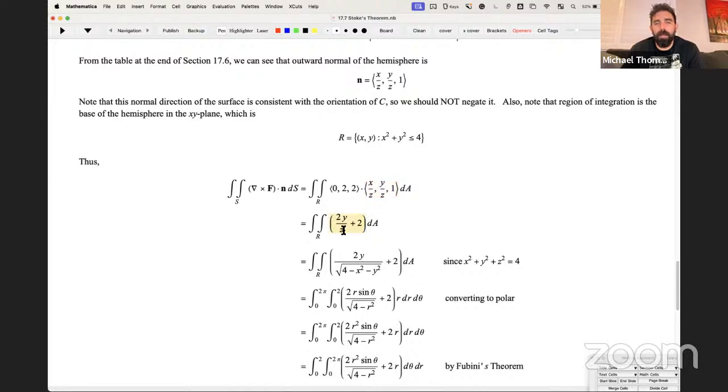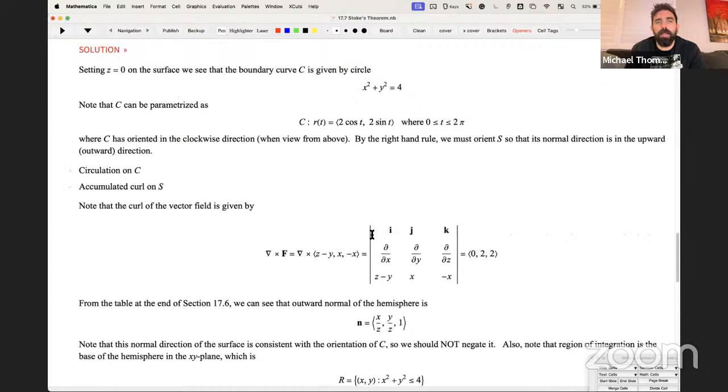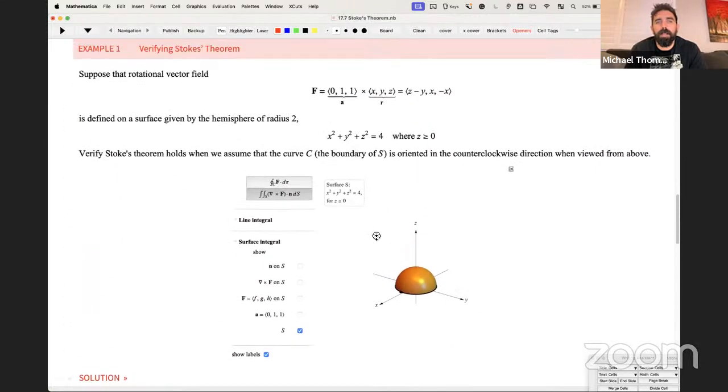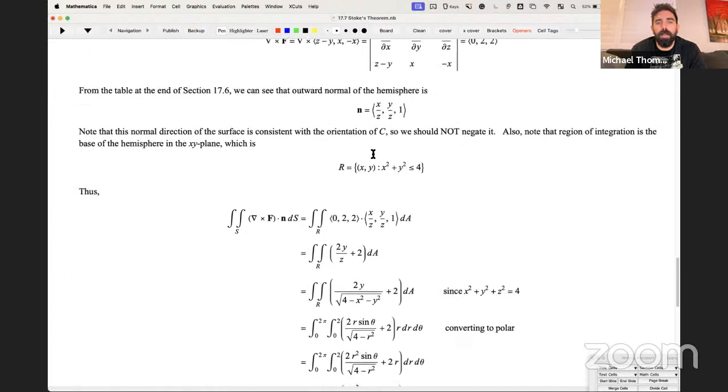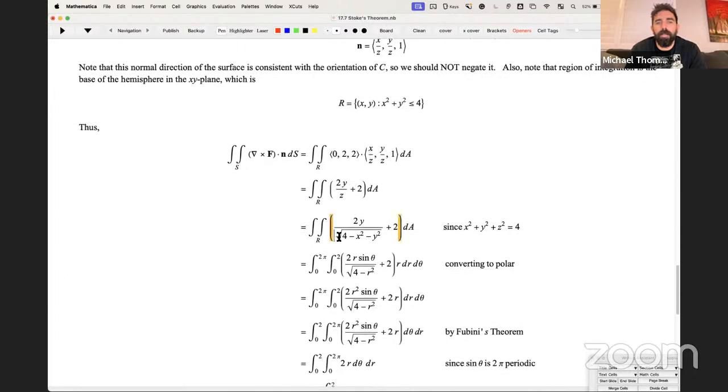We've got a little bit of an issue. We've got a Z there. Remember, everything needs to be in terms of X and Y. The region R is in the XY plane. But that's an easy fix. We'll just take Z and replace it with, where's Z? We'll solve this guy for Z and we'll replace it with this guy. Okay, so now you've got everything in terms of X and Y.